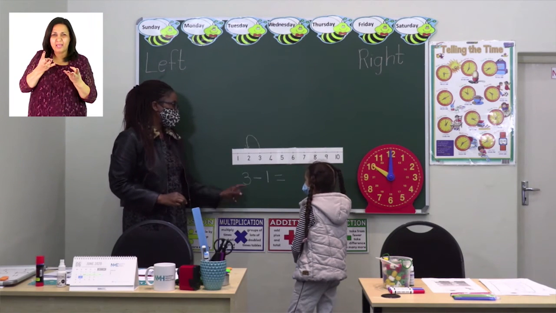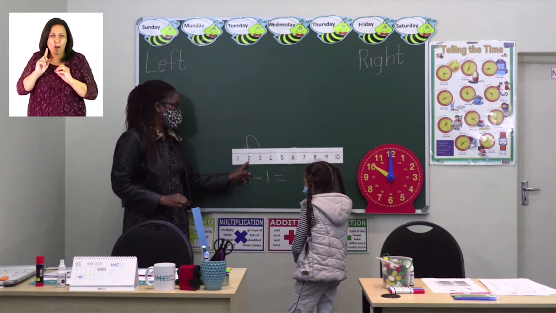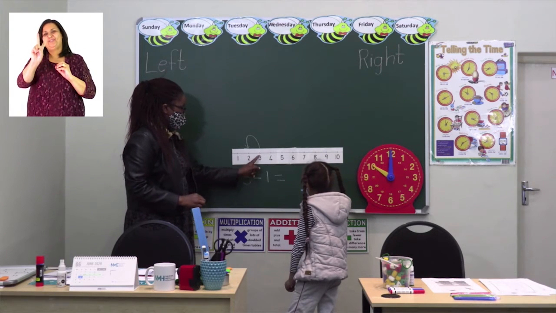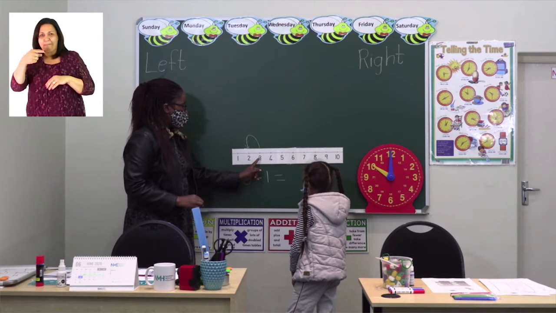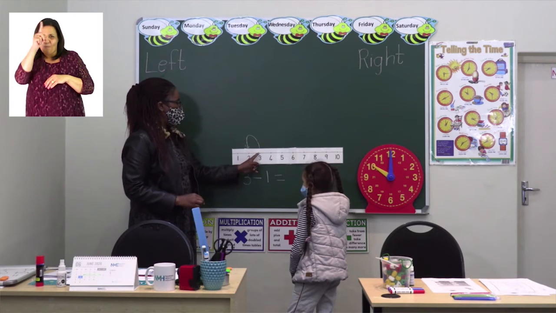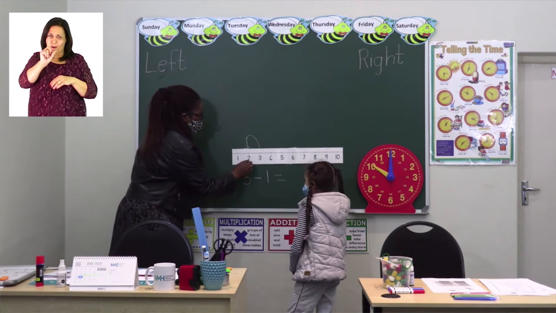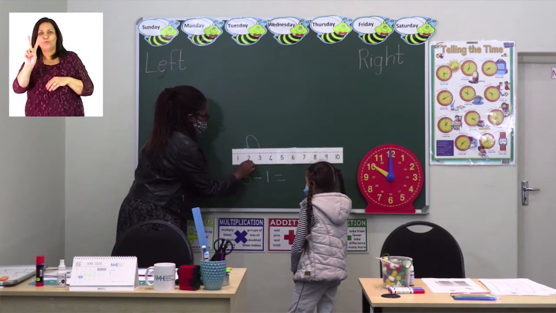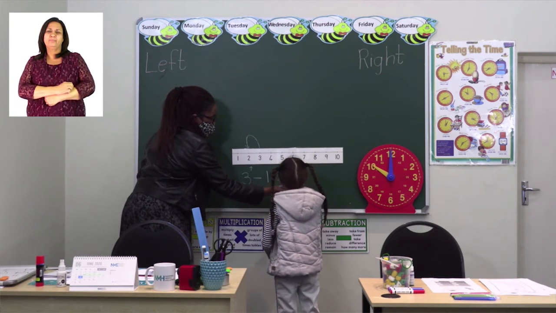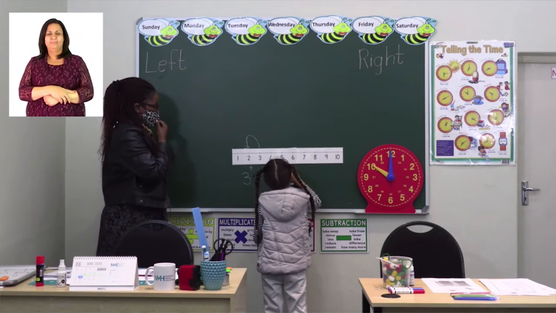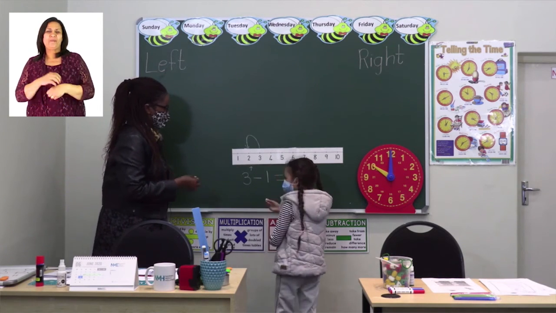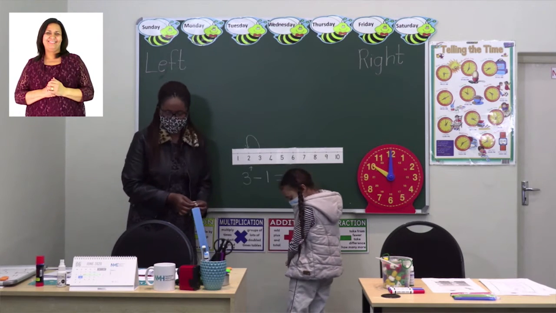And what number did we get to? 2. So 3 minus 1 step back, or 1 hop back, or 1 jump back. The answer is 2. Here is the answer. Can you write 2 for me on the chalkboard? Well done. That's very good.